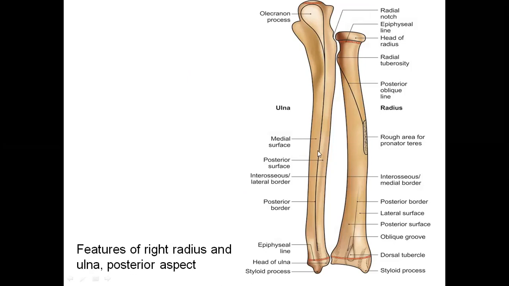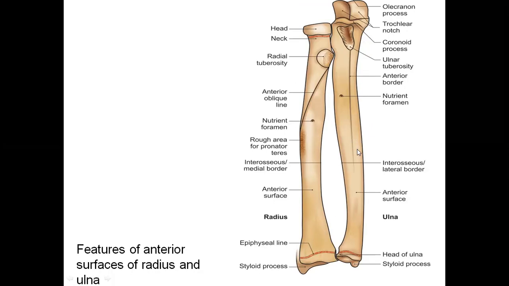Between the posterior border and the medial border, we have the medial surface, and in front we have the anterior surface. The anterior surface is between the anterior border and the interosseous border. So, anterior, lateral, and posterior borders; anterior, medial, and posterior surfaces.